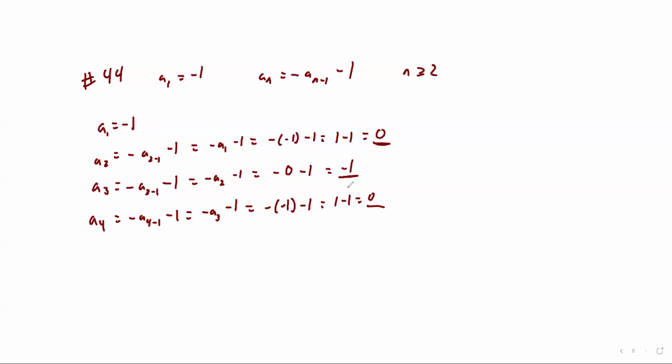Kind of seeing a pattern here. You can then guess what the last one is, or you can, again, work it out. So negative a sub 5 minus 1 minus 1 will give you negative a sub 4 minus 1, and that would just be negative 0 minus 1, which is negative 1. So again, once you identify the pattern, you can guess the rest or continue working them out to prove that your theory is right.